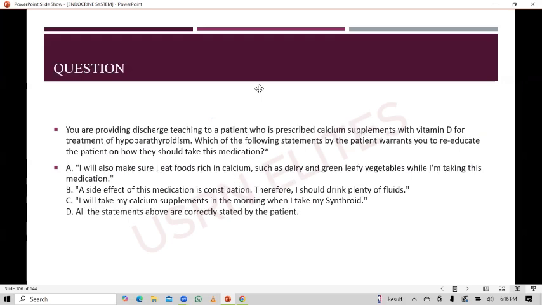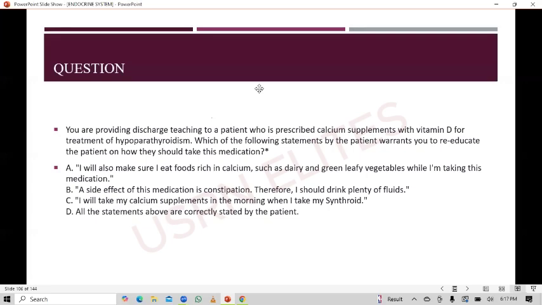You are providing discharge teaching to a patient who is prescribed calcium supplements with vitamin D for treatment of hypoparathyroidism. Which of the following statements by the patient warrant you to re-educate the patient on how they should take this medication? So we are looking for what? A negative statement. Very good.